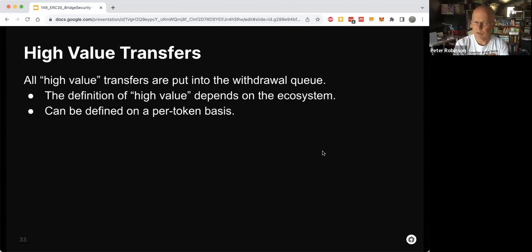So having all high values go into the withdrawal queue depends on the configuration. It's on a per token basis. So you might decide that a large amount for one token is different to a large amount for another token, potentially, though I'm not sure if that really makes sense. You might want to try and have approximately the same dollar value.